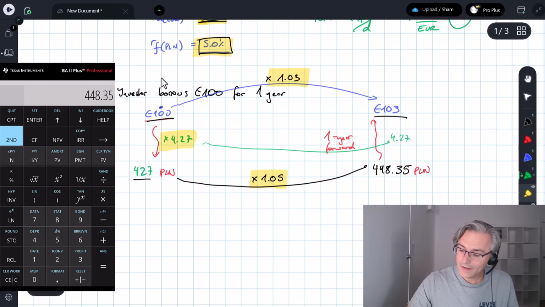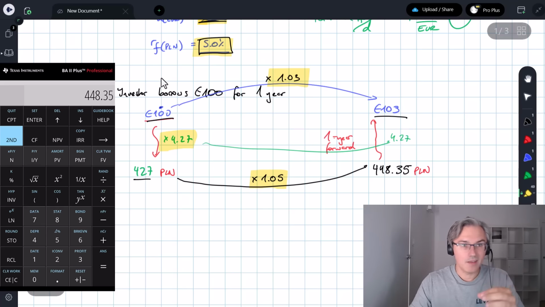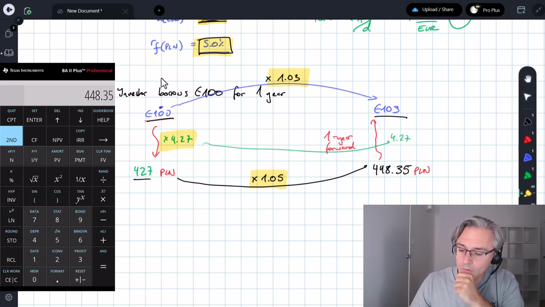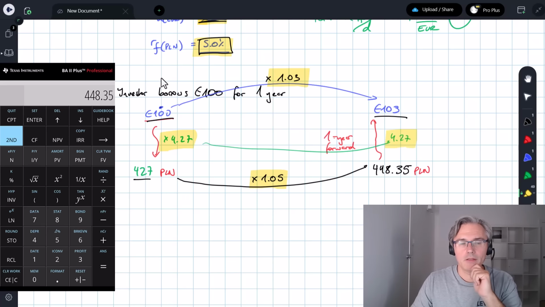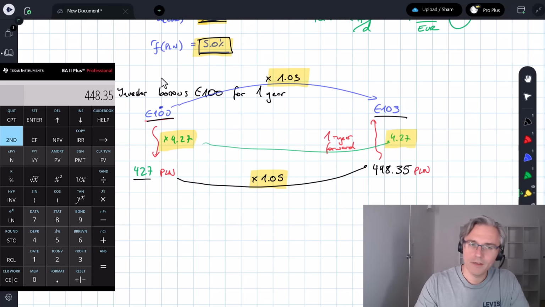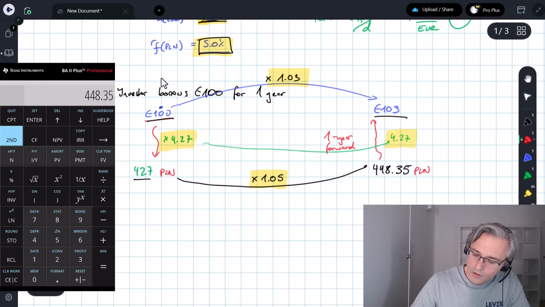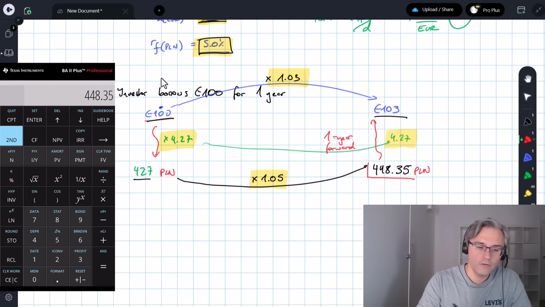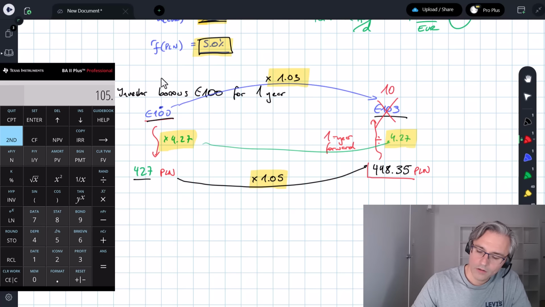And you can already today, at the very outset, at the start of this whole strategy, lock that in and confirm it. If you could find a dealer that shows you 4.27 for the comeback, that would be brilliant, because those future Polish zloty, 448.35 of them, if you divide by 4.27, that would give you not 103, but 105.